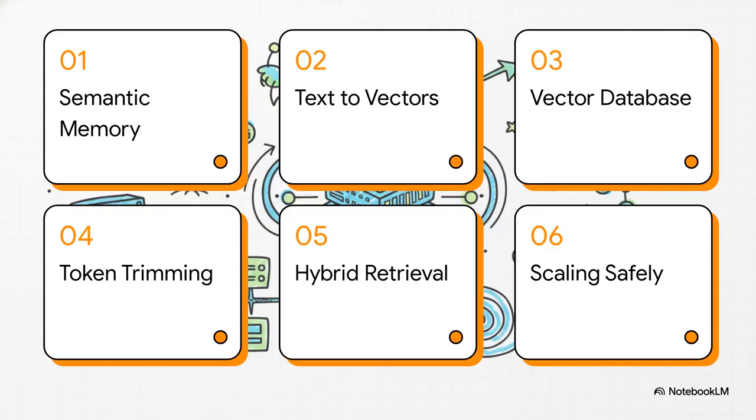Okay, here's our roadmap for this explainer. We'll quickly cover the semantic memory revolution, translating text to vectors, integrating a vector database, token trimming, building our hybrid system, and finally, best practices for scaling safely.